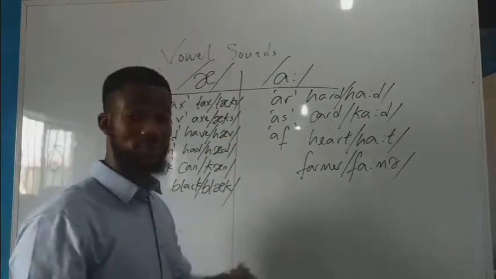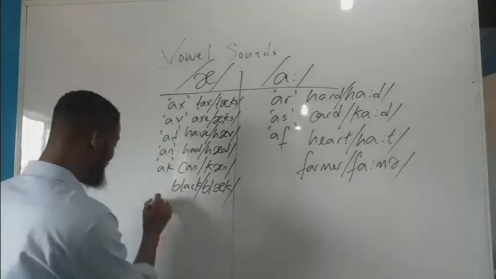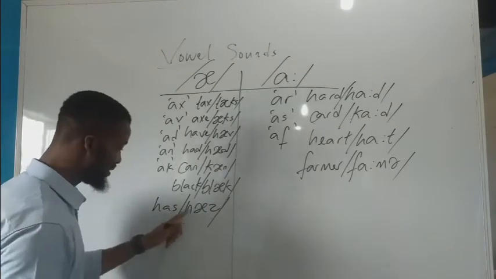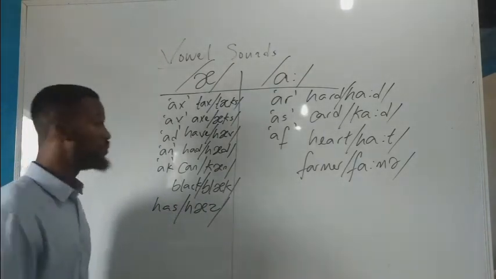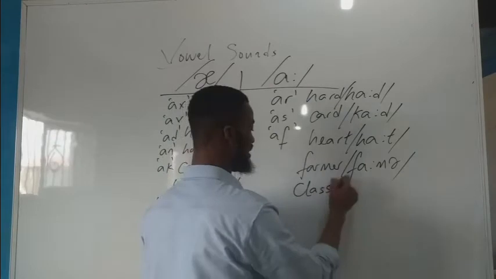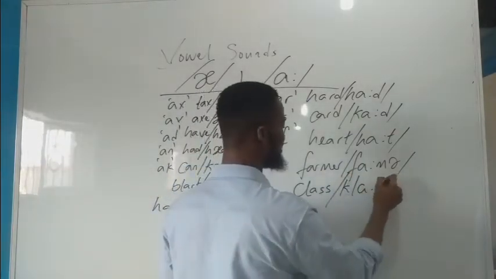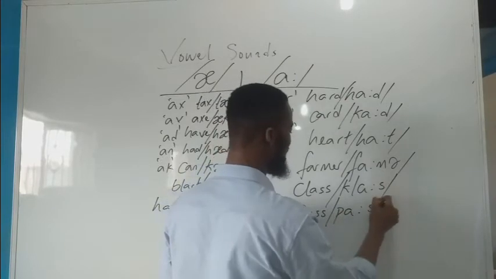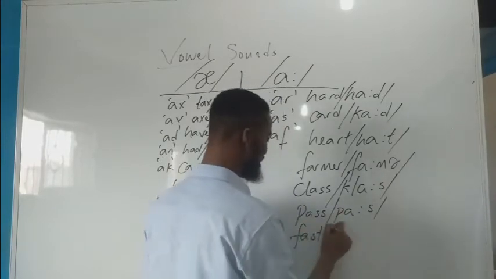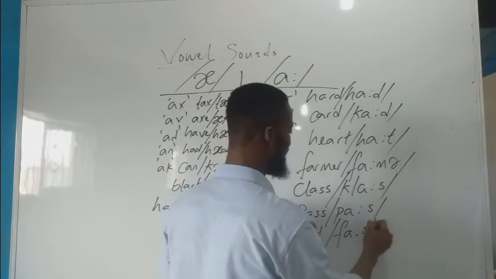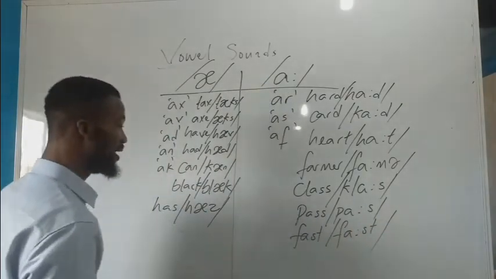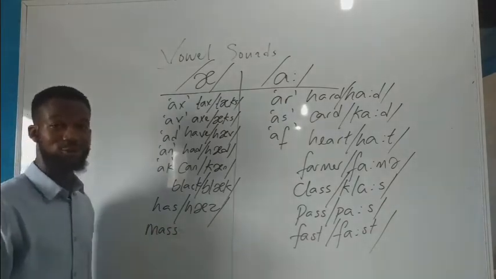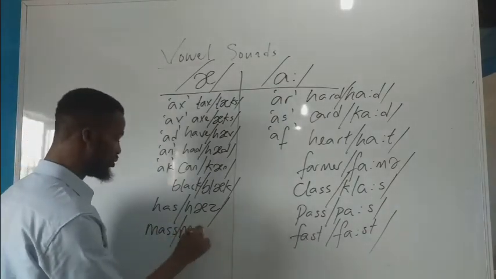Certain S can turn to Z. I need you to watch out for that. Look at this. HAS is pronounced as has, because this S is pronounced as Z. Alright? But if I have CLASS, this is class. If I have PASS, this is pass. If I have FAST, this is fast. Alright? But if I have a word like MASS, this appears to be the exception to the rule. It's always a short A sound.